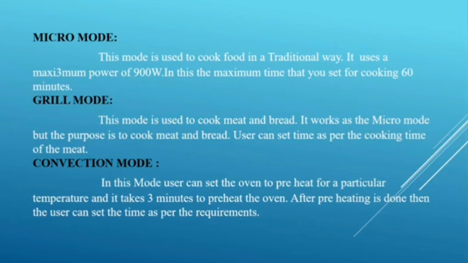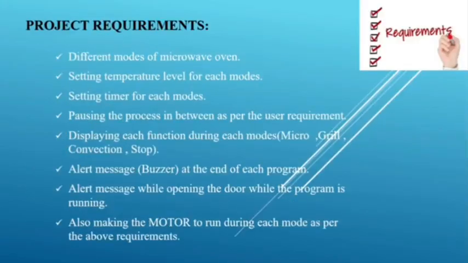In the grill mode, this mode is used to cook meat and bread. It works like the micro mode, but the purpose is to cook meat and bread. The user can set the time as per the cooking time. And the third one is the convection mode. In this mode, the user can set the oven to preheat to a particular temperature and it takes 3 minutes to preheat the oven. After preheating is done, the user can set the time as per the requirements.